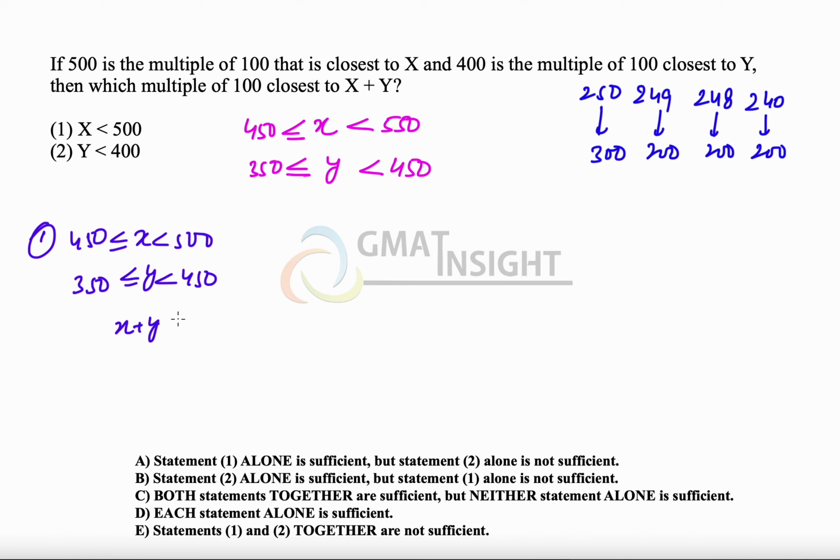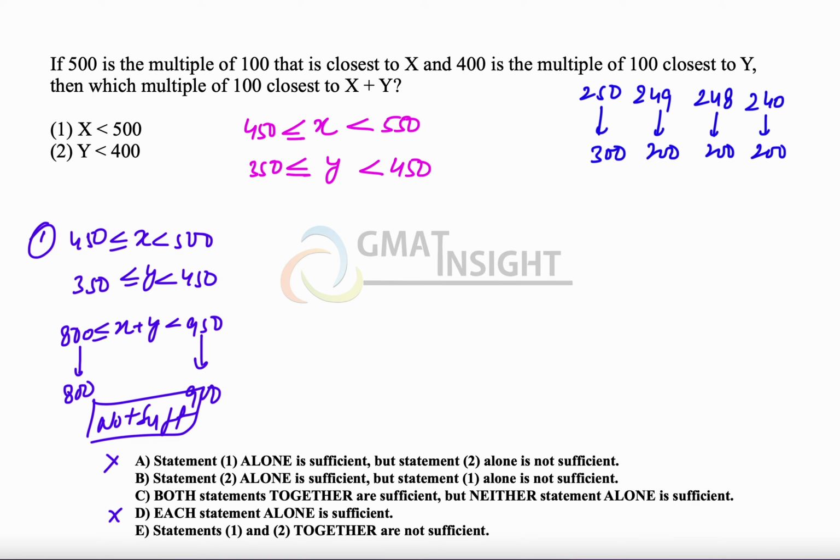Now if we add them, the range of x plus y will be less than 950 but greater than or equal to 800, which means if it is 800 then it will go to 800. If it is slightly less than 950 then it will become 900. That means an inconsistent answer, because the closest multiple of 100 of x plus y can be 800 as well as 900. Therefore the first statement alone is not sufficient and options A and D can be eliminated.